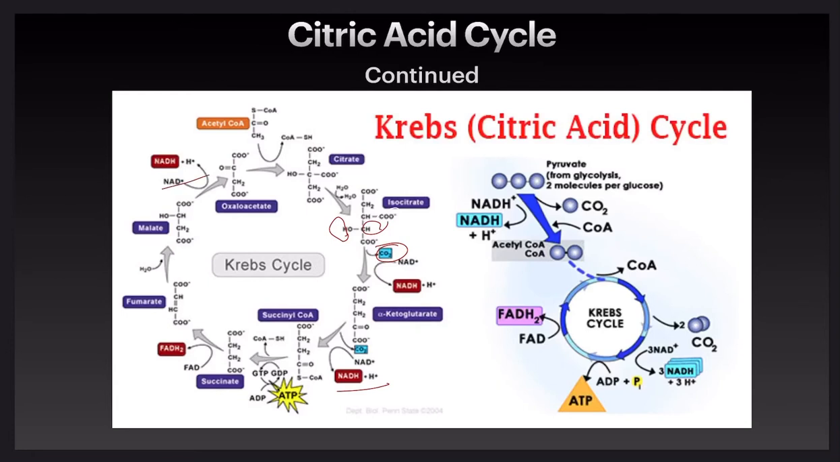So what we're doing is essentially getting rid of carbons to reform this oxaloacetate here. So another acetyl CoA can come in, and then the acetyl group can be added to oxaloacetate to create citrate, and the Krebs cycle or citric acid cycle can continue.